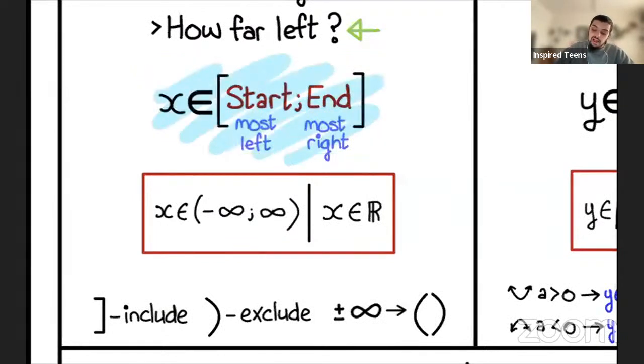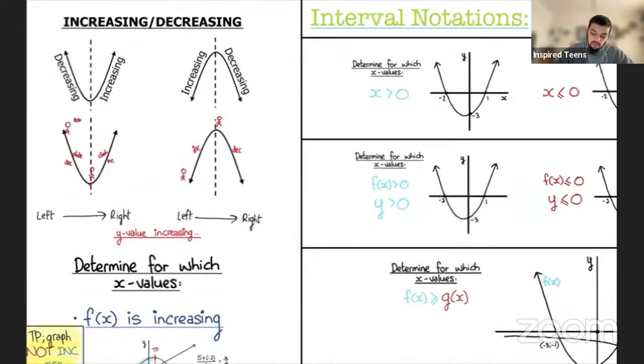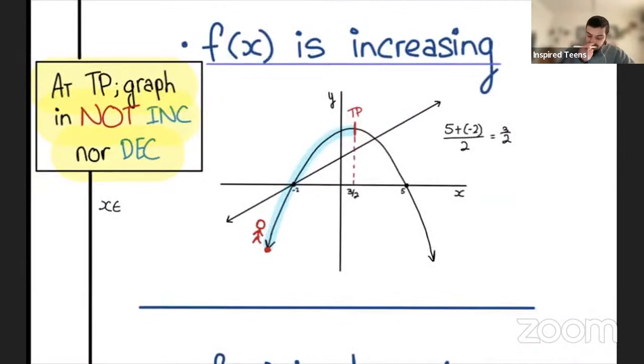X is an element of a start value and an end value. That's essentially the same thing we are doing here. We are trying to find x is an element of its start value and its end value. Since we're working with x, it's going to be the most left value and the most right value. And that's what we're going to do.